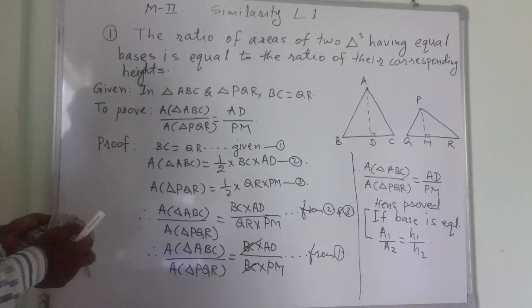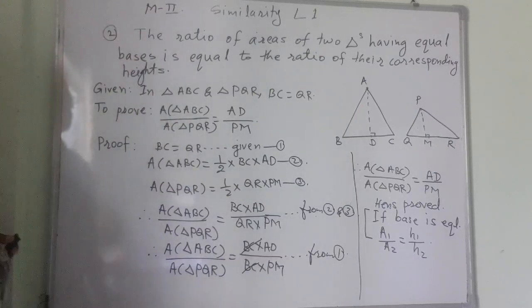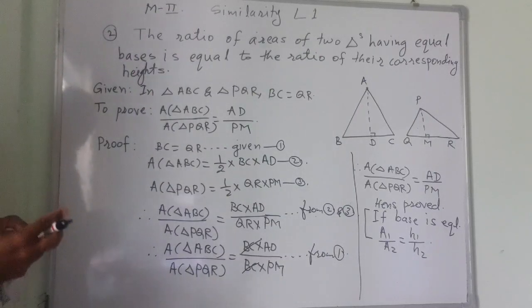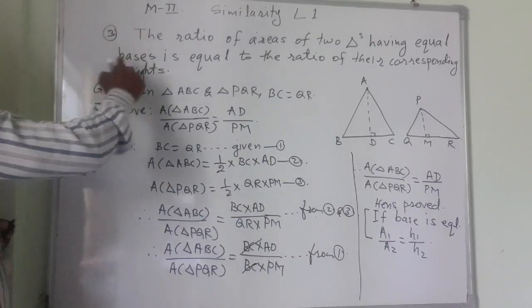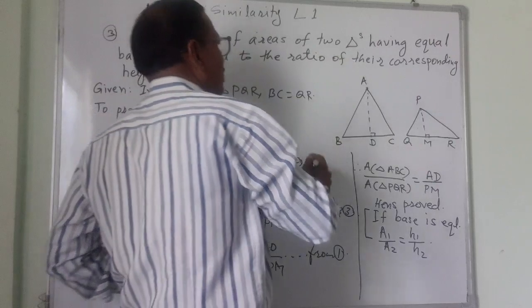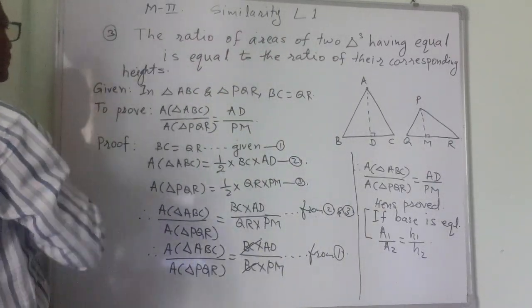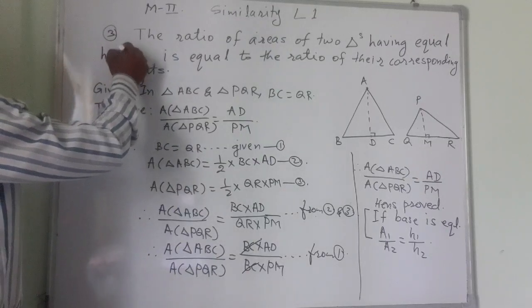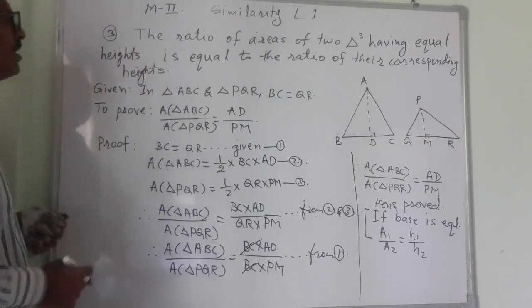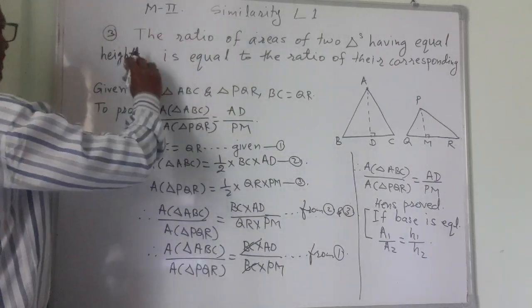Now I will take that third one. This was second. I will not change that number. Now the third one I will write: the ratio of the areas of two triangles having equal heights is equal to the ratio of their corresponding bases.